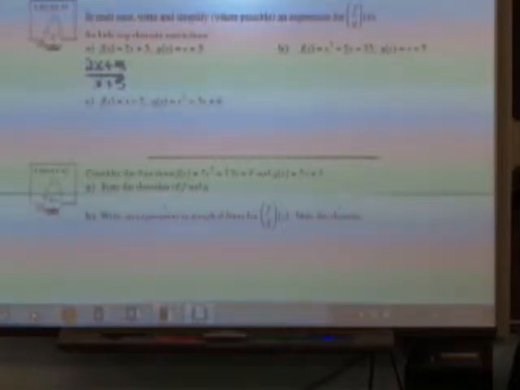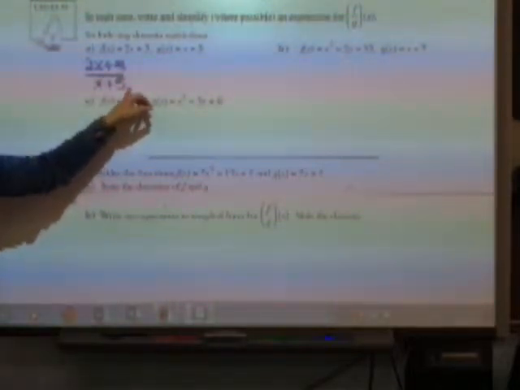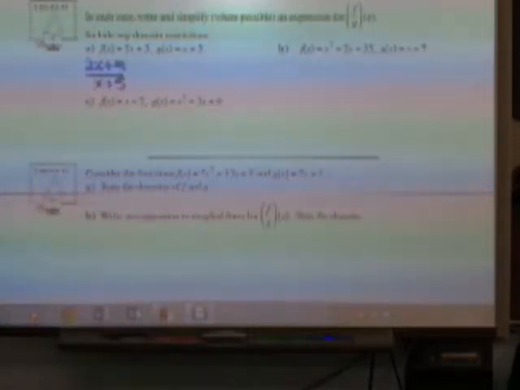So are there any common factors in this equation? The 5 is a common term, it's not a common factor, because that 5 is tied to the x. So then what are my restrictions? What can't x equal? Negative 5.